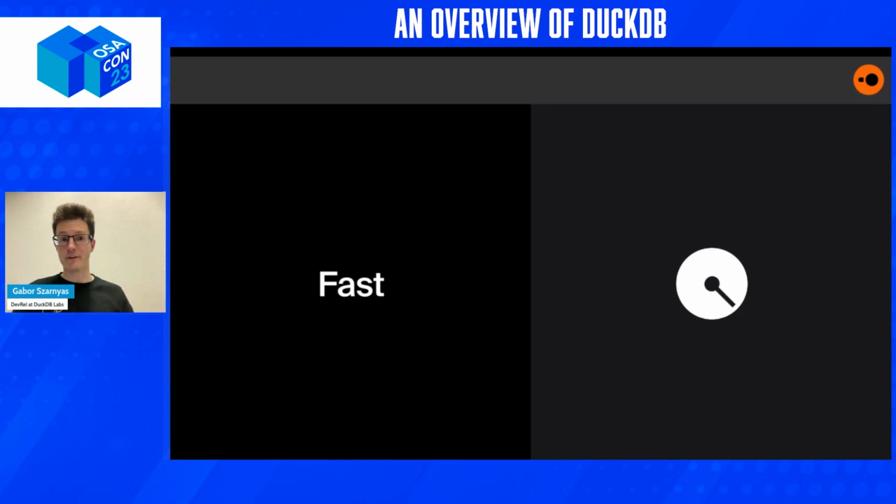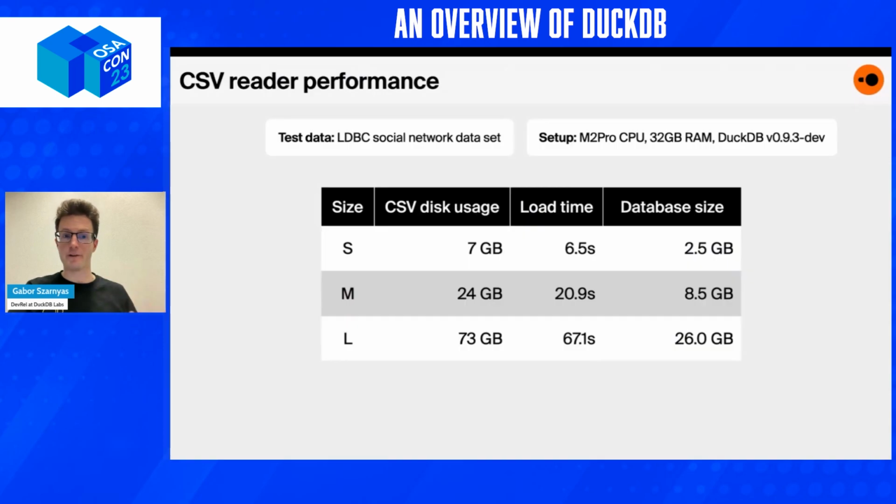So DuckDB is fast to install, but is it actually fast as a system? Well, being fast starts at being able to get the data in the system quickly. And for this, I have a bunch of data points. I used a sample social network dataset and loaded it into DuckDB using the laptop that I'm presenting from. I have 3 categories, small, medium, and large. And you can see that they range from 7 to 73 gigabytes. And the load time is pretty good.